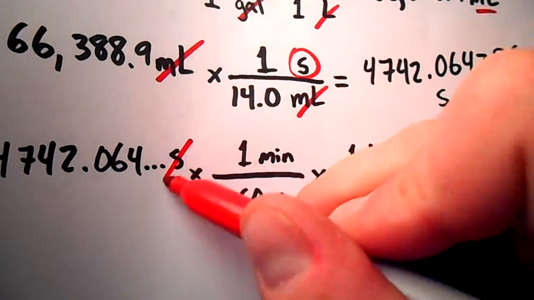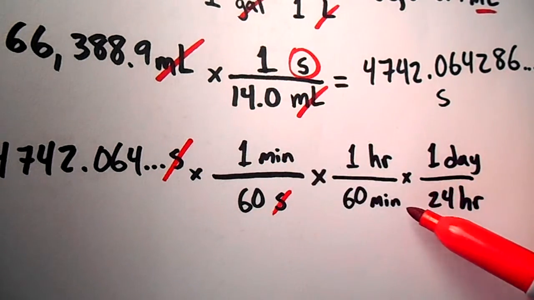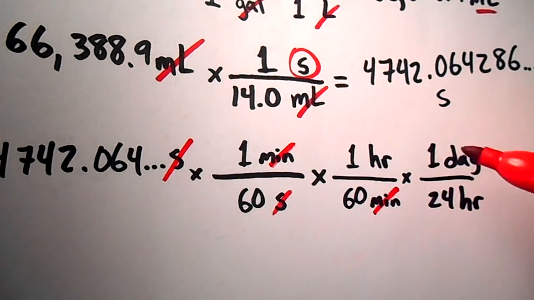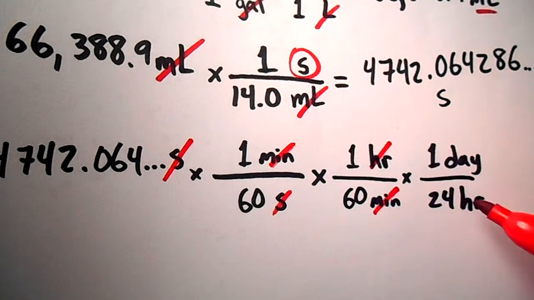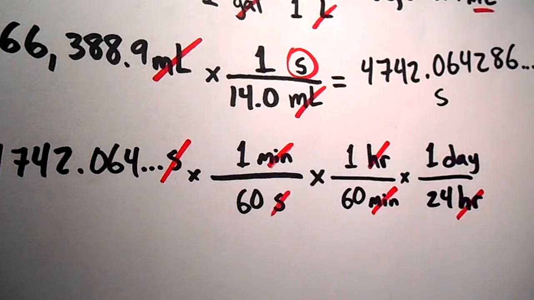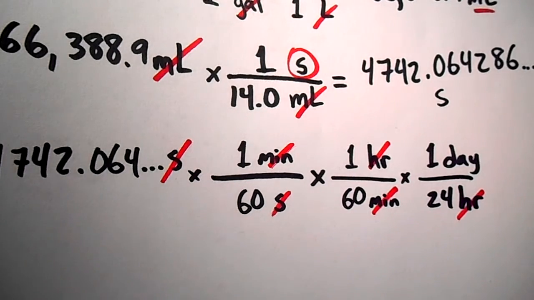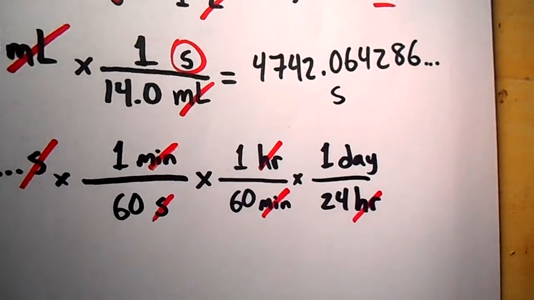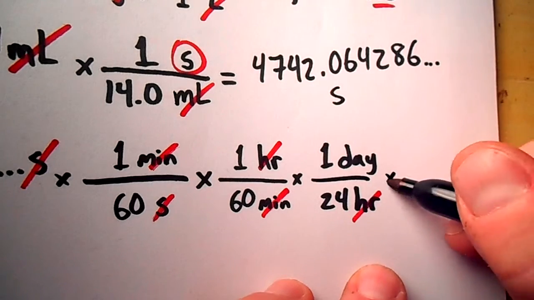If we stop the problem here, seconds would cancel, minutes is on top and bottom, minutes will cancel, hours is on top and bottom, hours will cancel, and I'll know how many Earth days it's going to take her to dissolve. We can go one more step though, and let's go from Earth days to Martian souls.